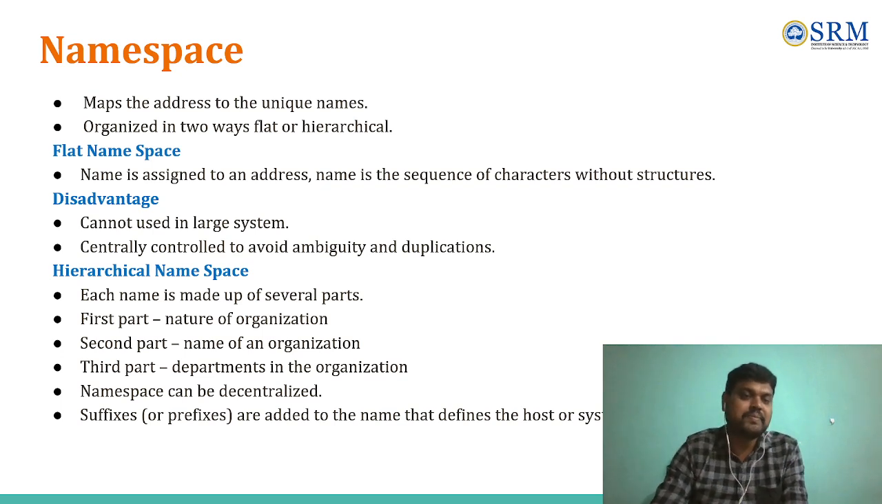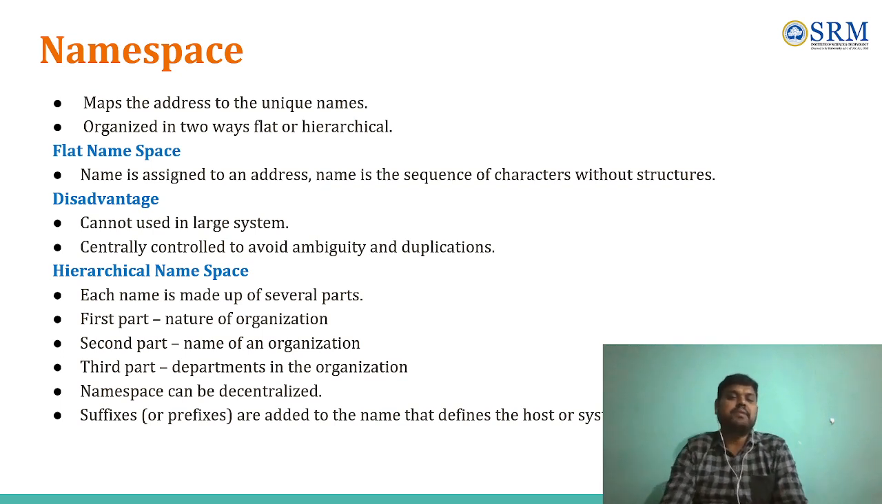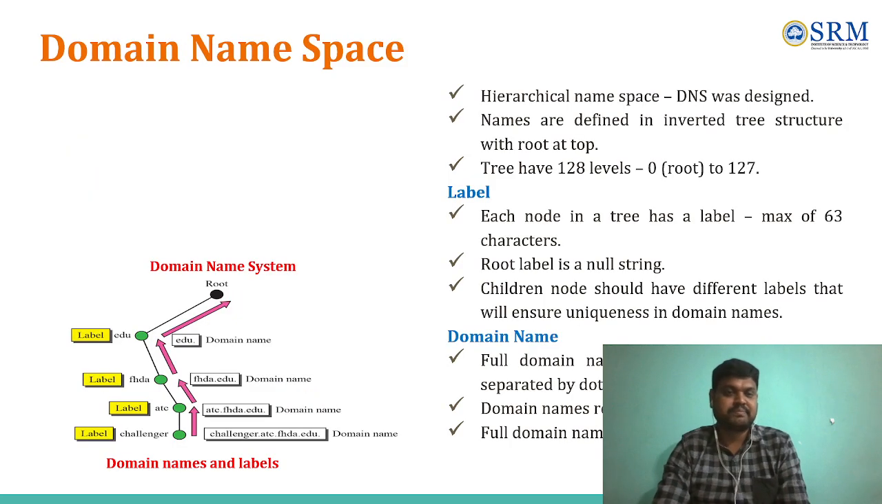Whereas in a hierarchical namespace, each name is made up of several parts. It is a combination of letters, characters, alphanumerics, etc. The first part represents the nature of the organization, the second part the name of the organization, the third part the departments, the fourth part the namespace, and the suffixes and prefixes can be altered.